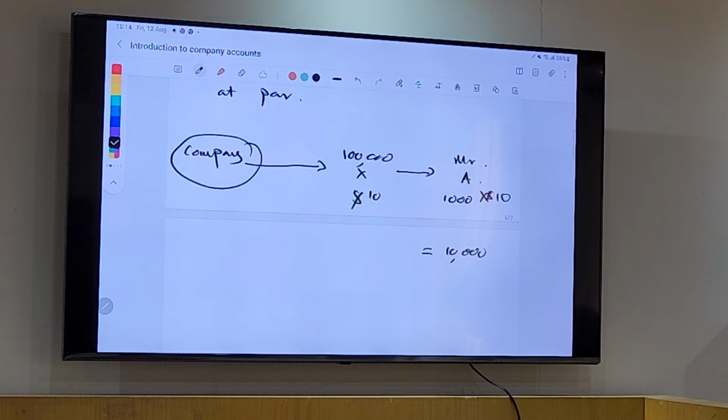Okay, now the initial share issue is finished, pass. Now Mr. A has 1,000 shares. Now Mr. B, someone else, is interested to buy shares of this company. On the other hand, Mr. A is thinking, I wanted to get some cash.